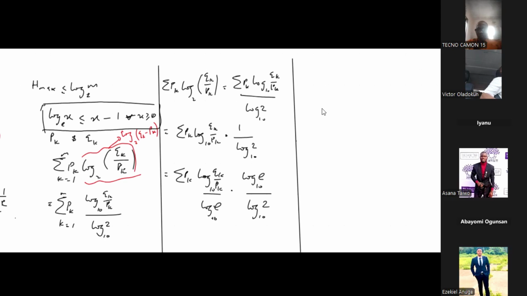So that this would be log Q sub K over P sub K base E times log E base 2. Is that clear? Recall our change of base here. So it's more like I want to move from this to this. If I'm moving from this to this, it means I'll take this and make this the base, right? That'll be Q sub K over P sub K base 2.